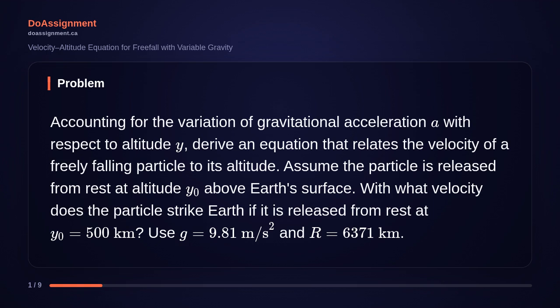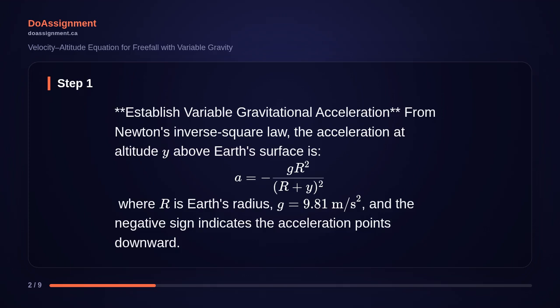Now let us work through the solution step by step. We start by expressing gravitational acceleration as a function of altitude y. By Newton's law of gravitation, the acceleration at height y above the surface equals negative g times r squared divided by the quantity r plus y, all squared. The negative sign means it points downward toward Earth.